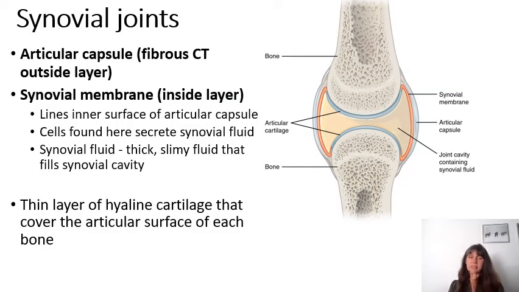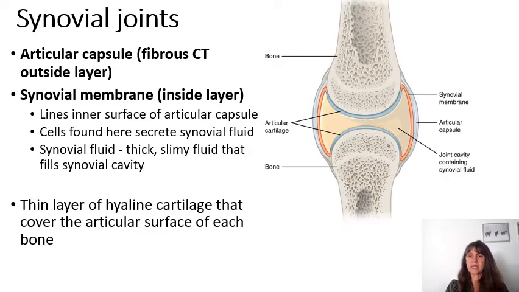Synovial joints are the most common type of joint in the human body. Synovial joints include an articular capsule which surrounds the joint space. This articular capsule has two layers. It has an outer fibrous connective tissue layer, which you'll remember is dense irregular connective tissue. The inner layer is referred to as the synovial membrane. The synovial membrane contains cells that produce and secrete synovial fluid, which is a thick, slimy fluid that fills the space of the synovial cavity.